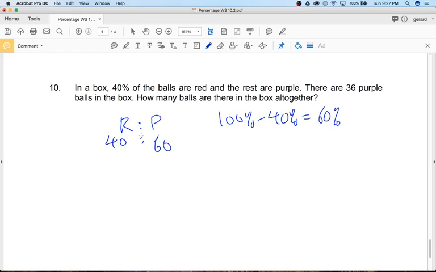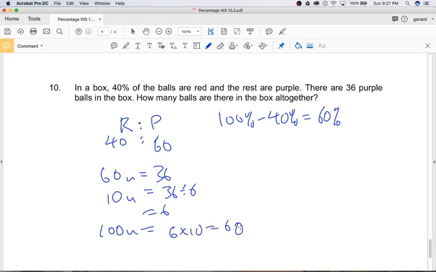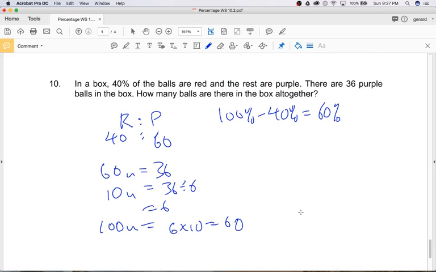So if there are 36 purple balls in the box, 60 units equals 36. How many balls are there in the box altogether? You've got to find what 100 units is. I'm going to cheat a bit and find 10 units instead of 1 unit. It's 36 divided by 6. Then 100 units is 6 times 10, 60. So the total should be 60 balls.